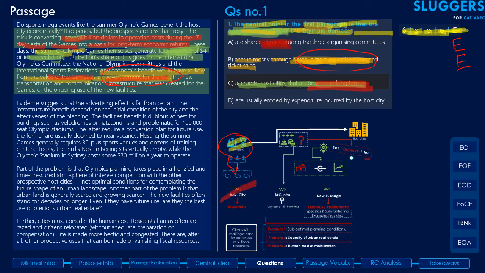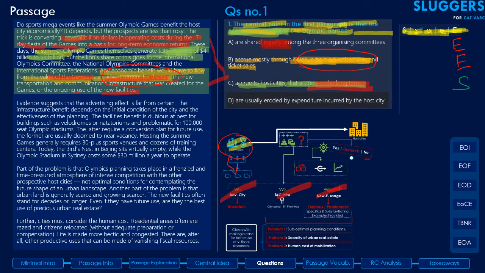The three ways that we discussed here, right? Or the new transport and communications infrastructure that was created for the games, or the ongoing use of new facilities, right? So yes, these two PORs confirm beyond any reasonable doubt that this definitely seems to be the correct option. So we can mark this option with a capital S here. Okay, I'm going to mark it as capital S.